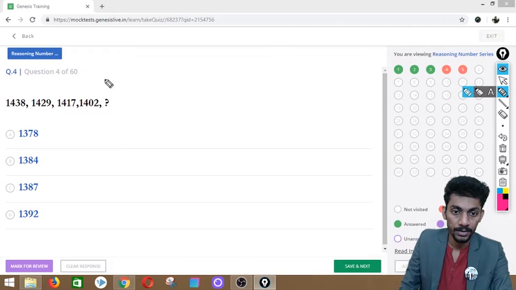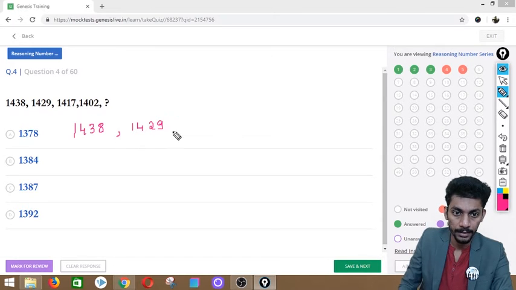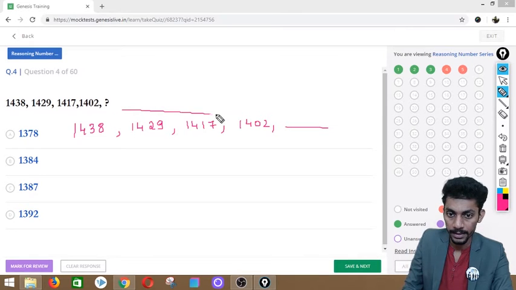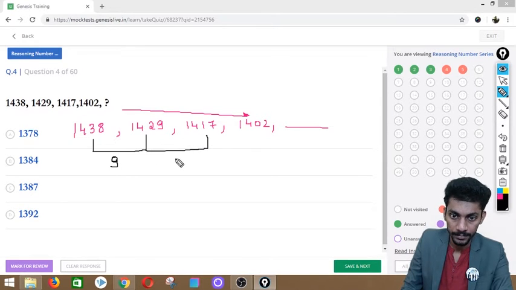Okay, question number 4. What does question number 4 say? 1438, 1429, 1417, 1402 and next is dash. If you see the pattern carefully, the value is decreasing. Correct? The value is decreasing. Now, let's check the difference. What's the difference here? The difference here is 9. Correct? What's the next difference? The next difference is 12. So the next difference is 15.